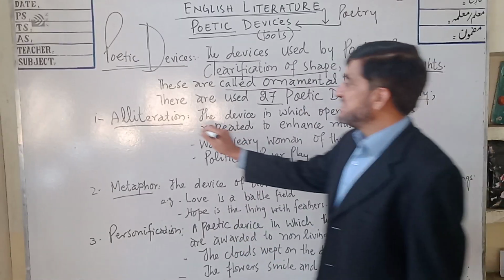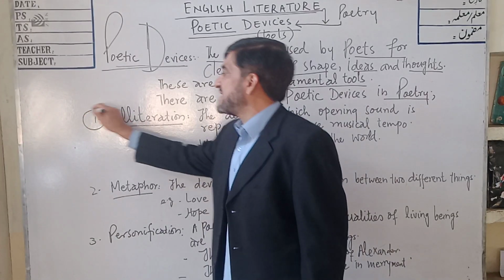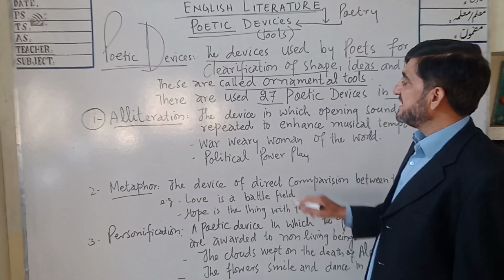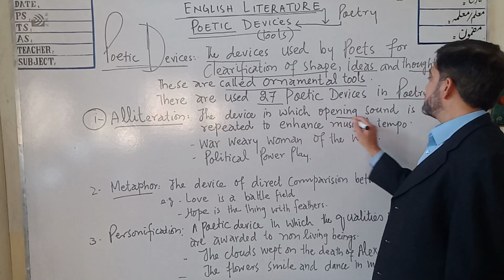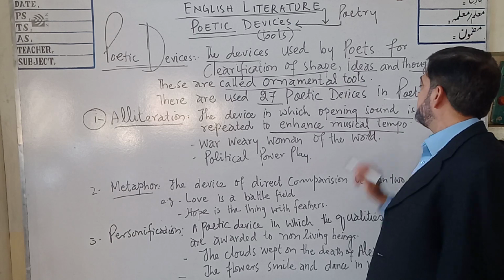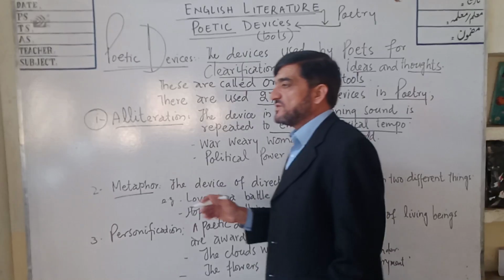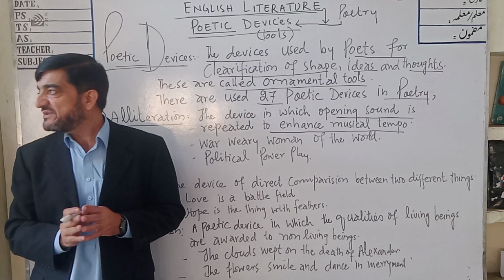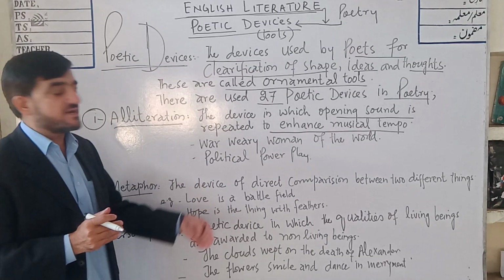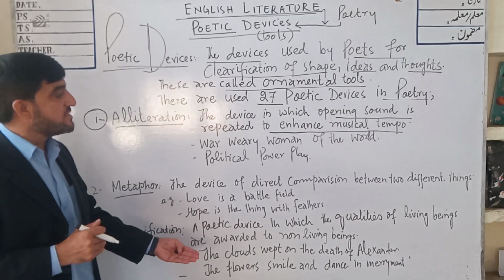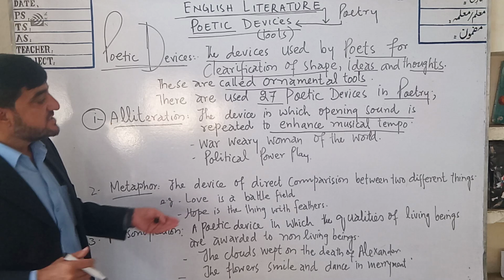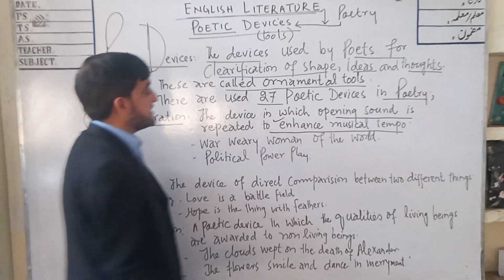So, in the poetic devices, the first one is called alliteration. Alliteration is the device in which the opening sound is repeated to enhance musical tempo. This alliteration is a device used by the poets in which every second word begins with the same sound, and this repetition is there just to enhance the musical tempo.